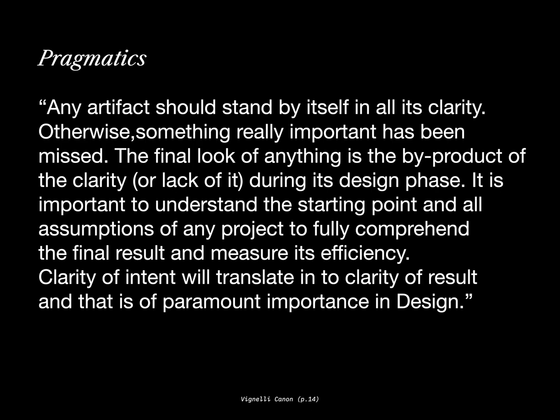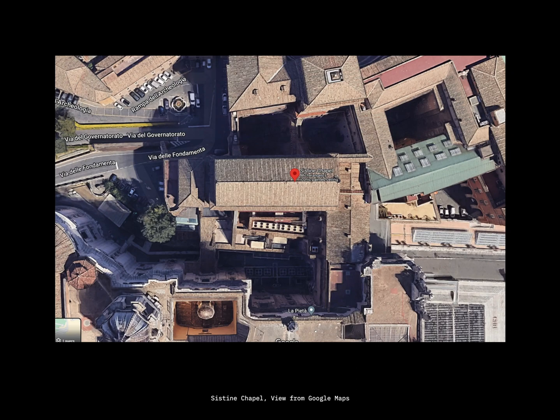Clarity of intent will translate into clarity of result, and that is of paramount importance in design. A proper analysis of the Sistine Chapel goes something like this. Semantically, the Sistine Chapel functioned as the chapel for the Pope and his court. It was built between 1473 and 1481. It was designed by Giovanni de Dolci and Baccio Pontelli for Pope Sixtus IV, hence the name Sistine Chapel.